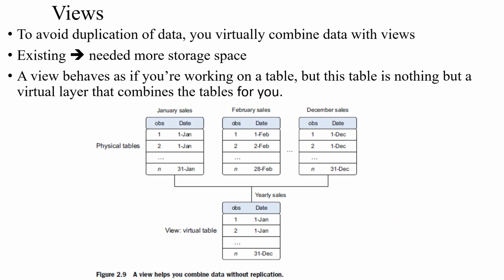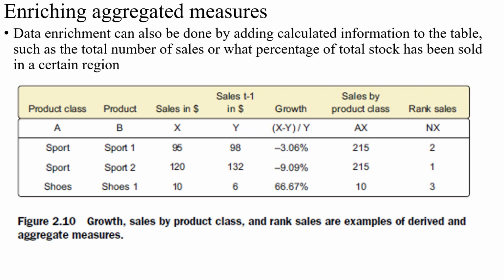The next one is views, like how to represent the data. These are the data which say about January sales, everything. We can put everything as yearly sales. So this is one example.